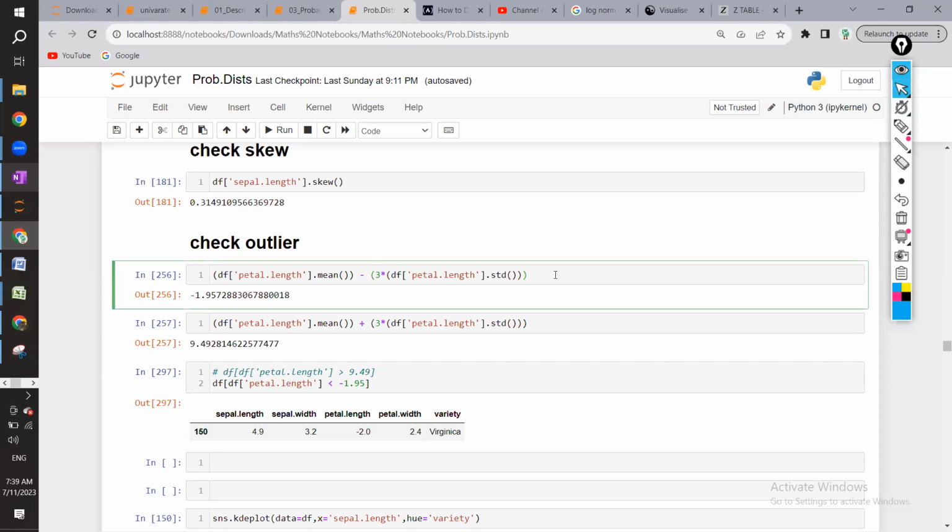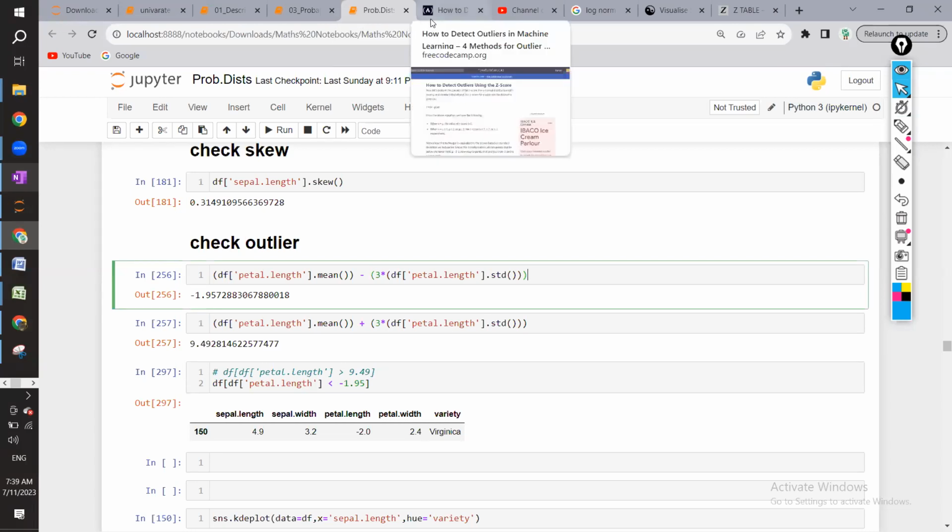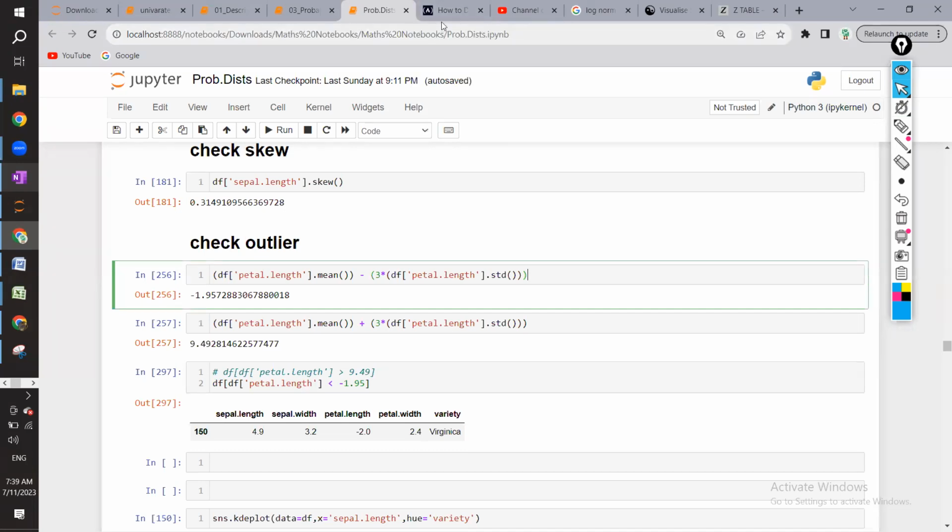Is it clear? Any doubts, guys? Is this code explanation clear? Yes. Yes, right. Okay.